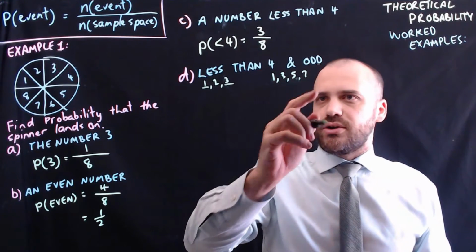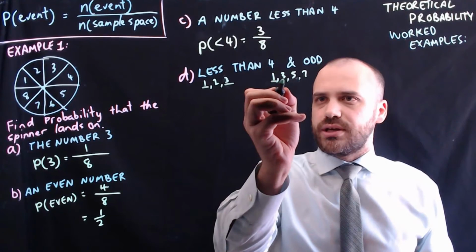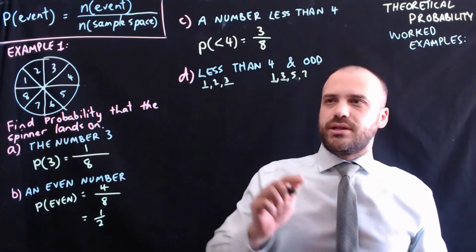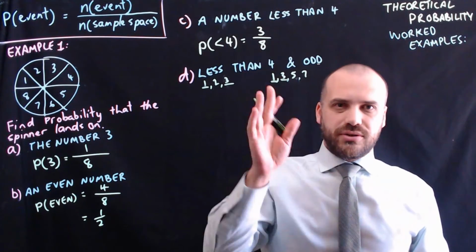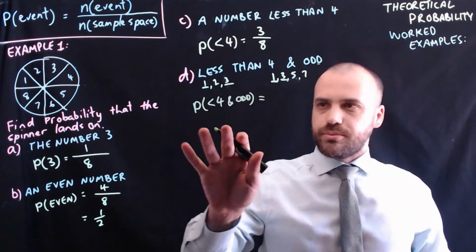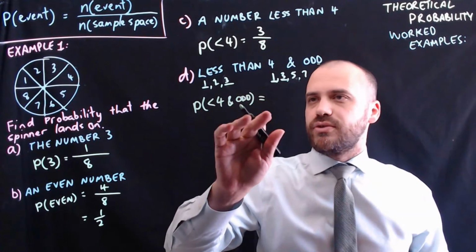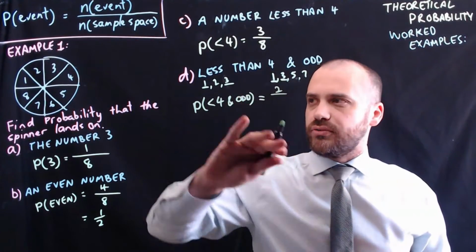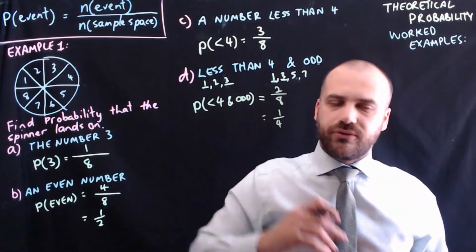Less than 4 and odd. 1 is less than 4 and 3 is less than 4. Not 5 and 7, so they don't work either. So it's only these numbers, 1 and 3. 2, 5, and 7 are no good to us. After that, we just put it into our formula. So the probability that it's less than 4 and odd is equal to the number of numbers that are like that, only 1 and 3, so that's 2, out of the total numbers, 8. That's 1 out of 4.